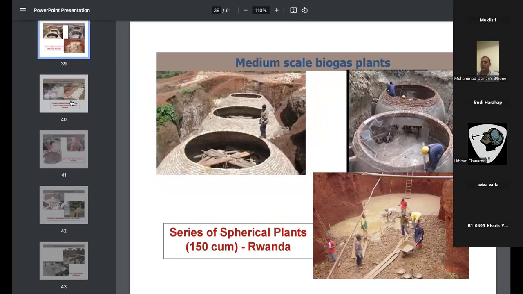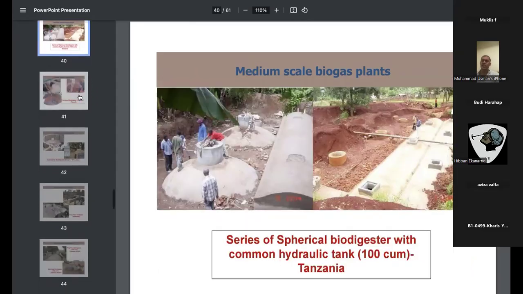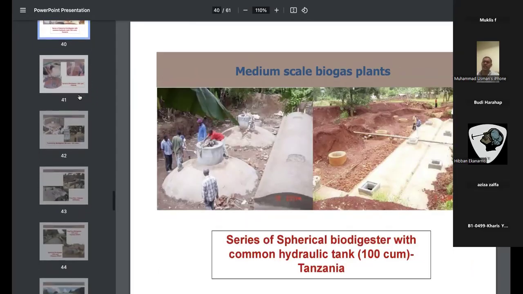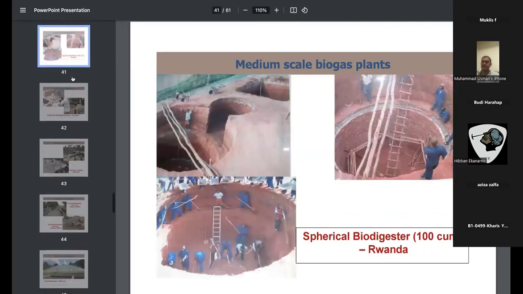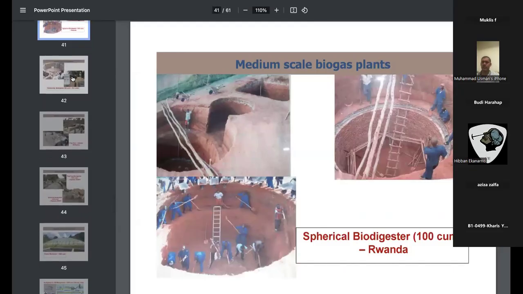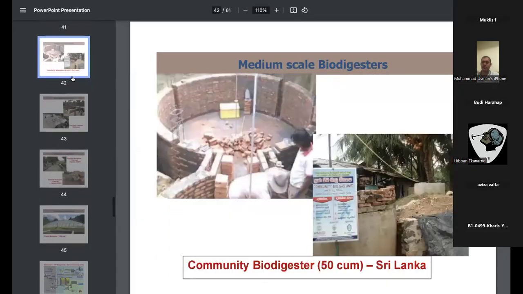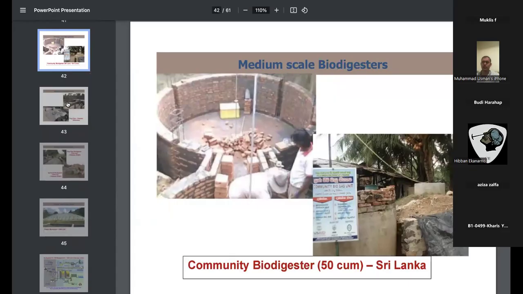And they are also preferring the fixed dome type biogas plants. Next, please. This is a 100 cubic meter biogas plant, which was in Tanzania. Next, please. Another 100 cubic meter biogas plant from Rwanda. Next, please. This is a 50 cubic meter biogas plant, fixed dome type, which was constructed in Sri Lanka.